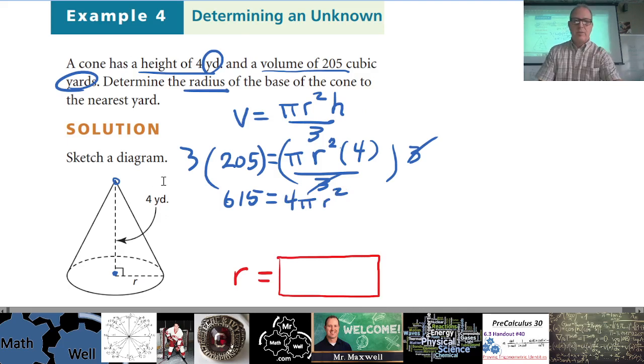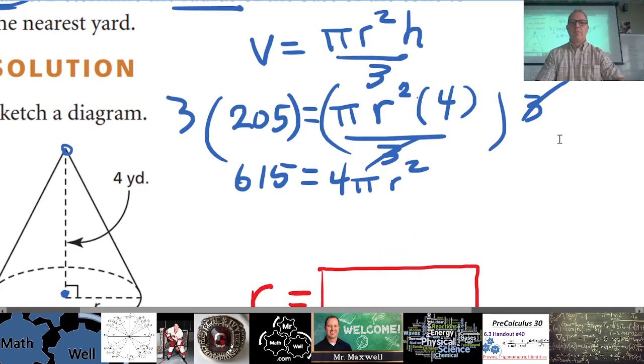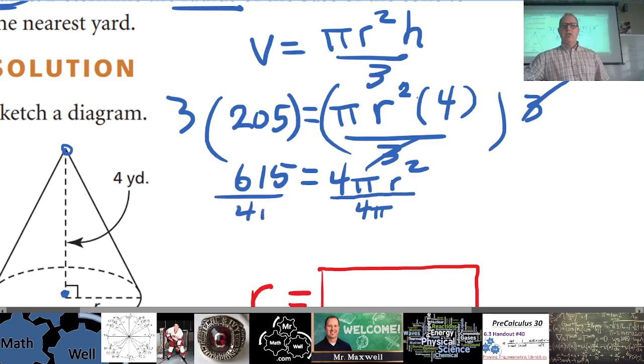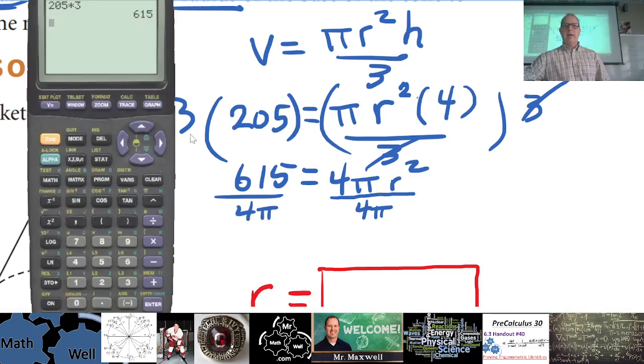And I'm going to have to zoom in here a little bit maybe. But I want to get r by itself, so I need to divide off the constant in front, which is 4 pi. And yeah, you can just use your pi button on the calculator to do that. So watch how I'll do this.